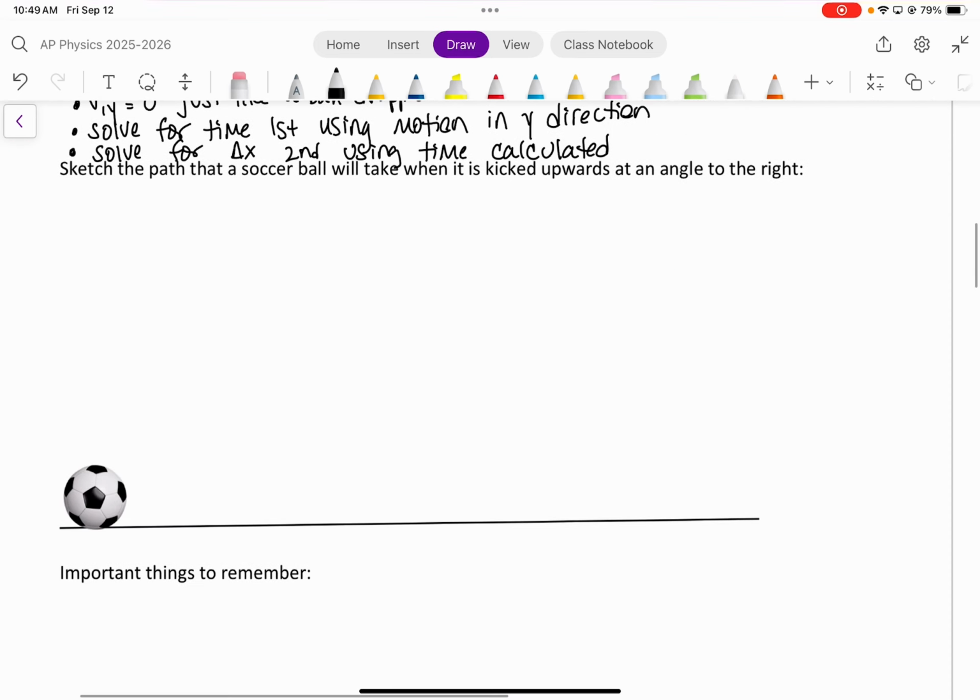Now, let's look at our second scenario for projectile motion. The second scenario is when we have something that is launched or kicked or thrown upwards at an angle or downwards at an angle. It works the same way. We can trace the path that this takes. It's still going to be a parabolic path, but things are going to be a little different.